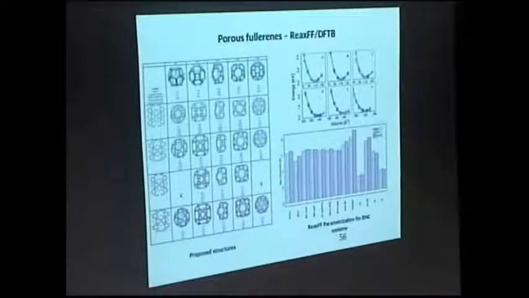Another example here. In this work we predicted the existence of several new fullerenes made with carbon or boron nitride, and I did this with a quantum method, and then we used a ReactFF parameterization for boron, nitrogen, and carbon to study some properties of these systems.